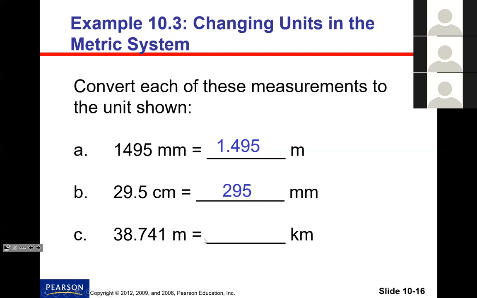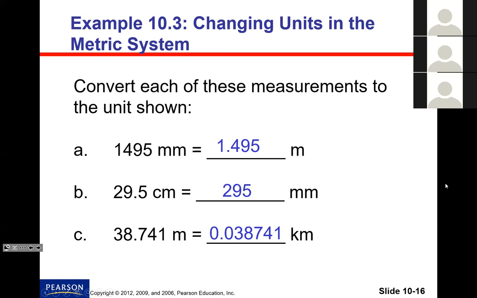0.03. Yes, there we go. We move it 3 spots, right? Because there is 1,000 meters in a kilometer. So then we move it over 3 spots. Excellent. That's the nice thing about the metric system. It's just a matter of moving things.